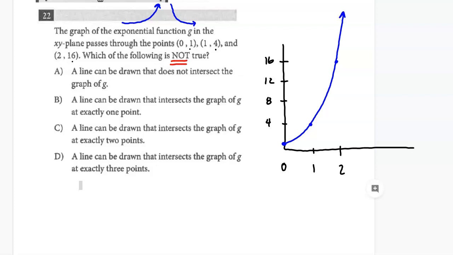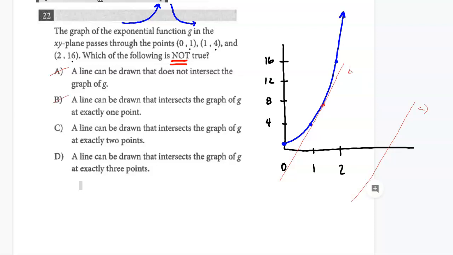A line could be drawn that does not intersect G. Well, that's true. I could draw a line somewhere way over here. So this is example A. That doesn't intersect, so that can't be the answer. A line can be drawn that intersects the graph at exactly 1 point. Well, yeah. If I draw a tangent line, it just nicks it right at 1 point, maybe right there. So there's an example.